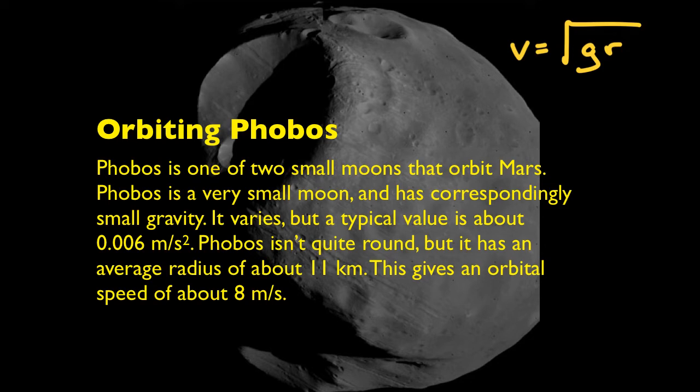And we used the local value of g, 9.8 meters per second squared, and the value of r, which would just be the radius of the Earth, and we came up with a speed of 9,800 meters per second. But suppose we looked at different objects.